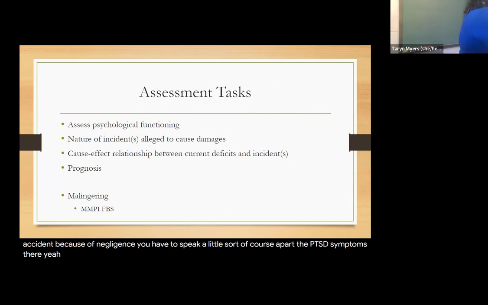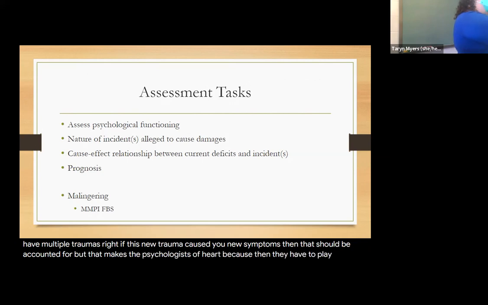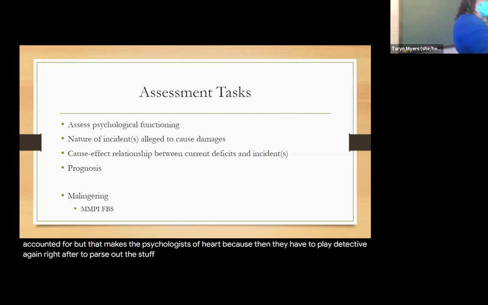Does it apply for people who have CPTSD? Multiple. Yeah, exactly. So you should not be ruled out just because you already have complex PTSD, you already have multiple traumas, right? If this new trauma caused you new symptoms, then that should be accounted for, but that makes the psychologist's job hard, because then they have to play detective again, right? And sort of parse out the stuff from the past.